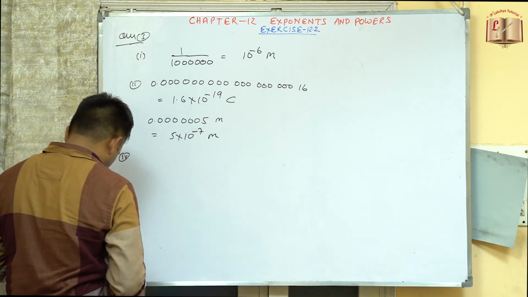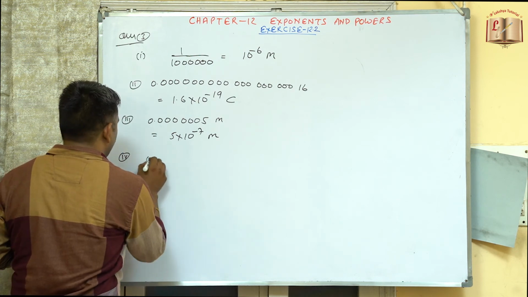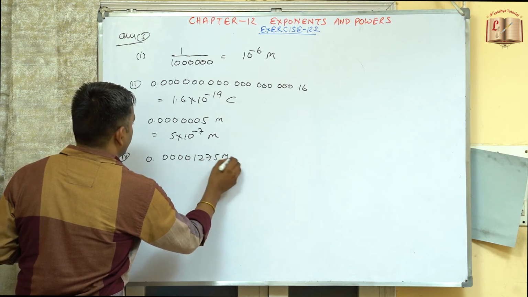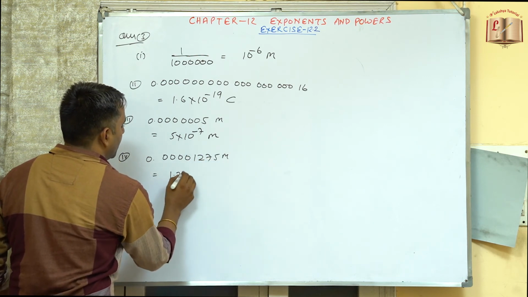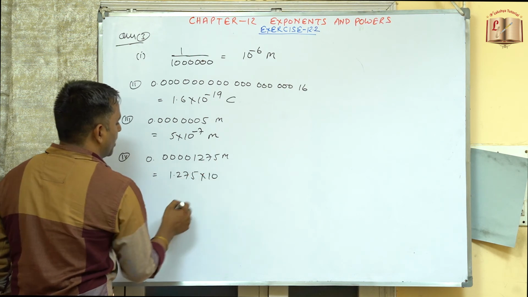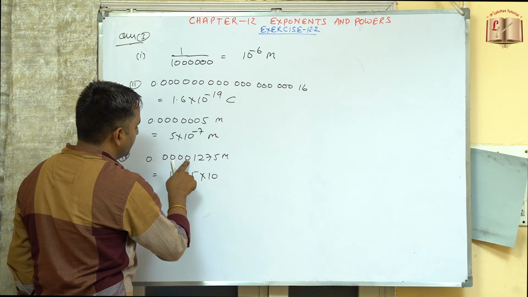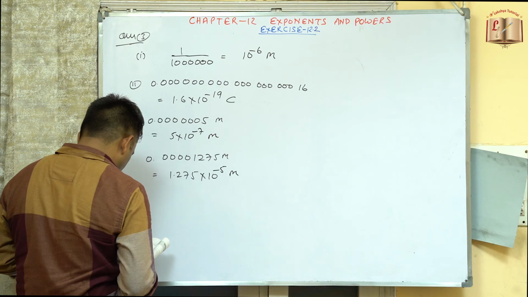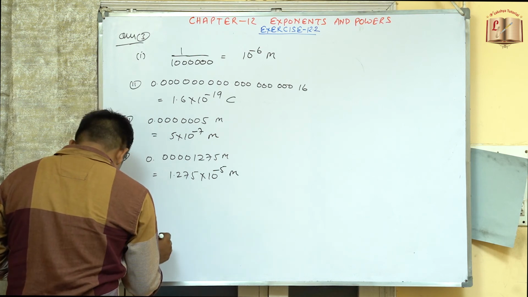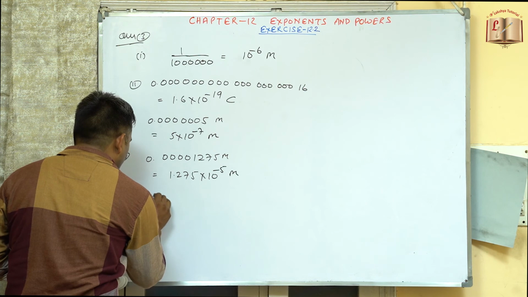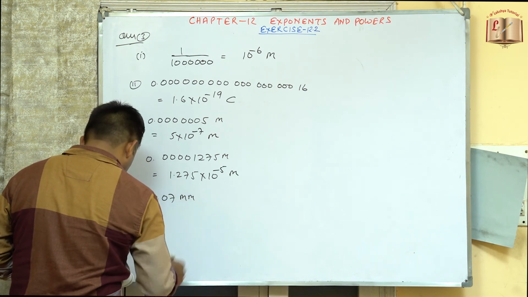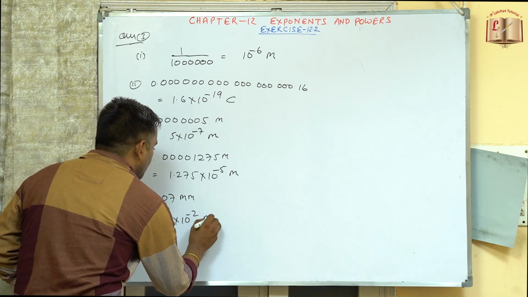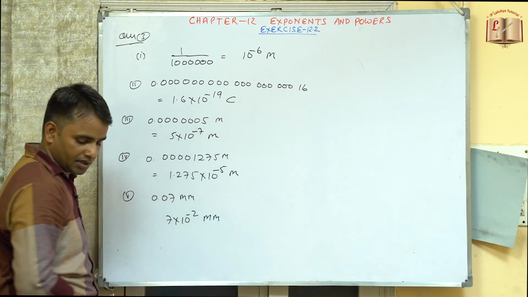So now coming to the fourth part, size of a cell of the plant, this is 0.1234 zeros, 1275 meters. So this will be now 1.275 into 10 to power. This will be 1, 2, 3, 4, 5 minus 5 meters. Now coming to the fifth part, the thickness of a paper sheet is 0.07 mm. So this will be simply 7 into 10 to power minus 2 mm. So this is the standard form.